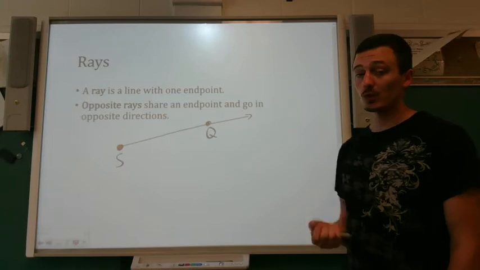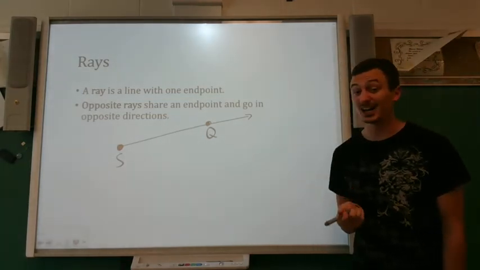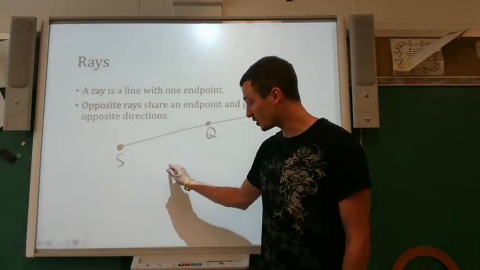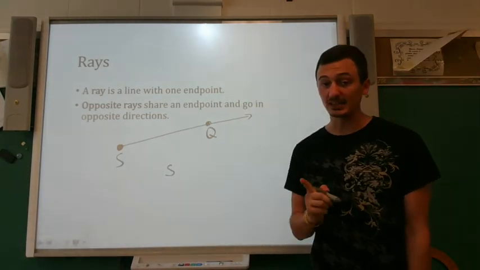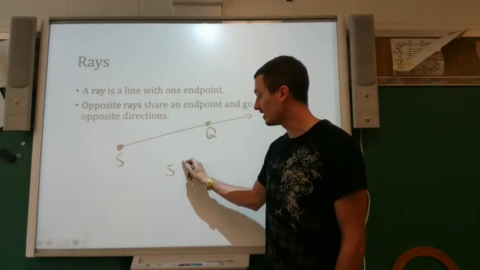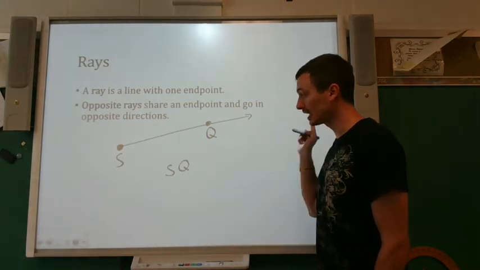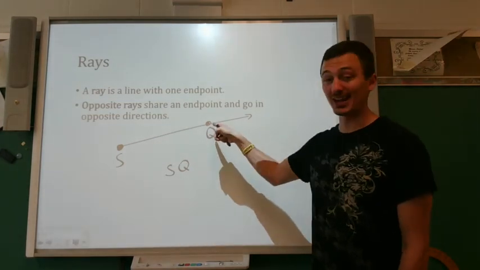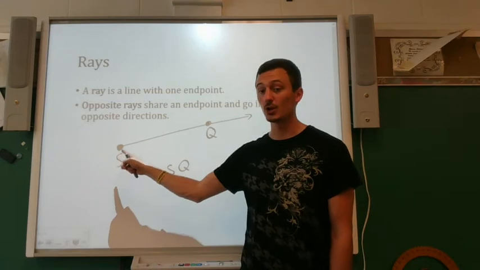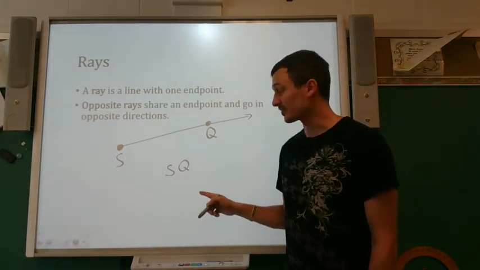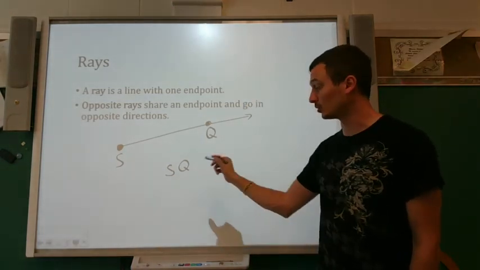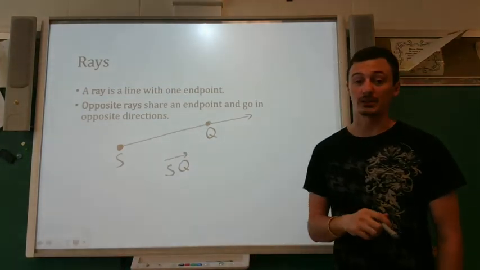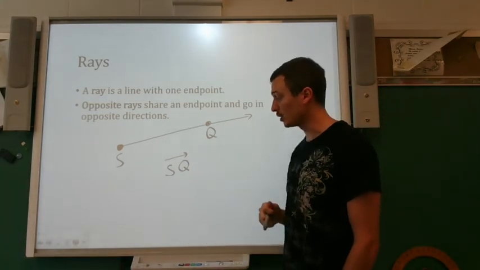Now, naming rays is a little bit more specific than naming lines, because when you name a ray, the first point that you identify has to be the endpoint. So this being ray SQ is correct. I cannot call this ray QS because Q is not the endpoint. You have to start with the endpoint. And similar with lines, you have to put a little picture above it, and with a ray, we're going to draw a ray above it. So this is ray SQ.